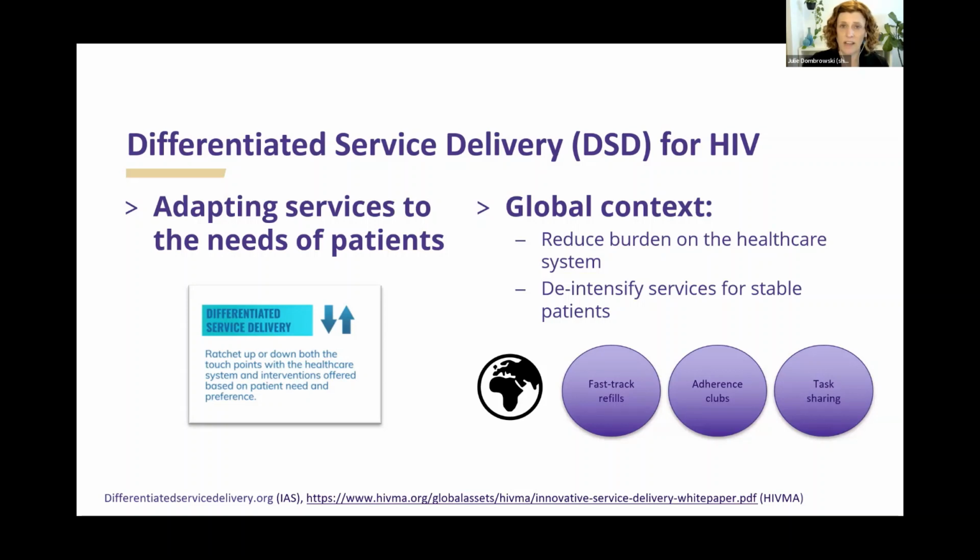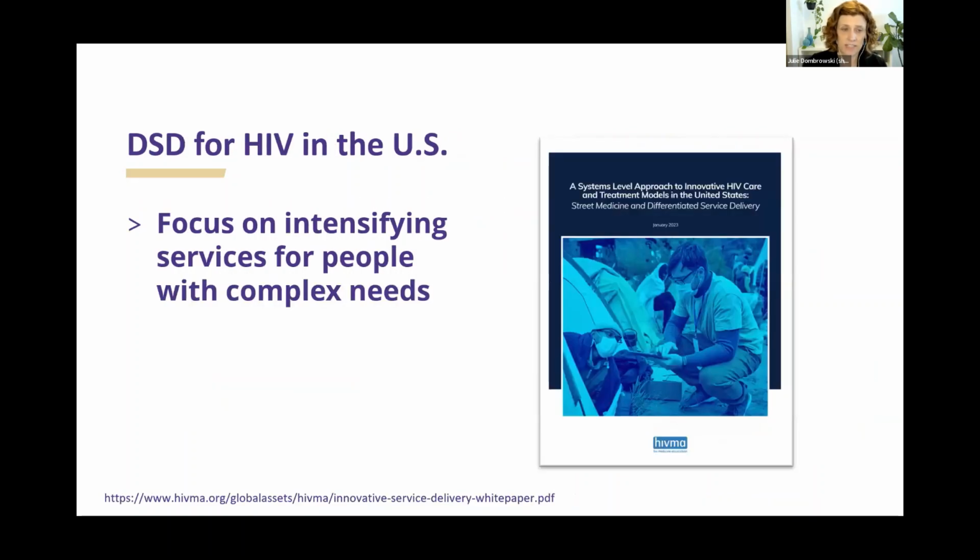In the US, the context of DSD is a little different. Here, so far, the focus has really been primarily on intensifying services for people with complex needs, although there is certainly some room for de-intensifying services in the US setting as well. There's a recent report that was released by HIV-MA, that's a white paper, so it can be found online at the reference there, that talks about differentiated service delivery and street medicine as two promising strategies for helping us get closer to ending the HIV epidemic goals.